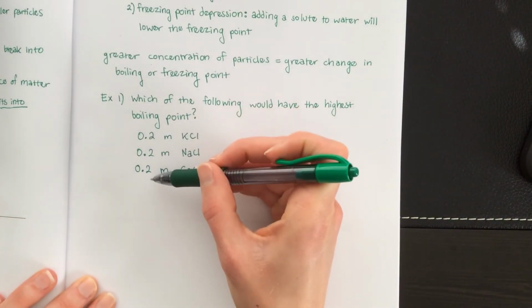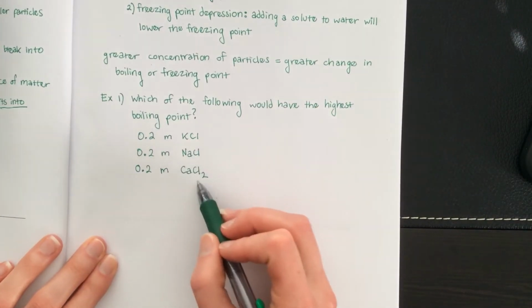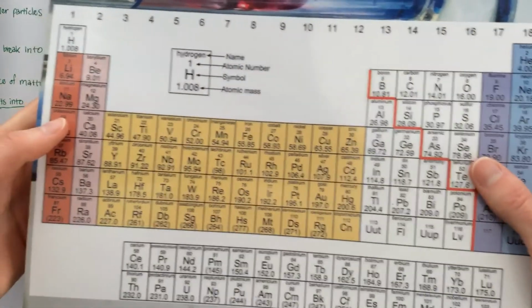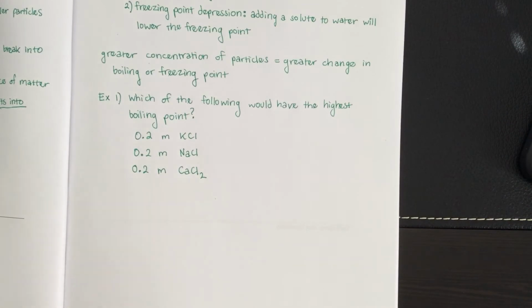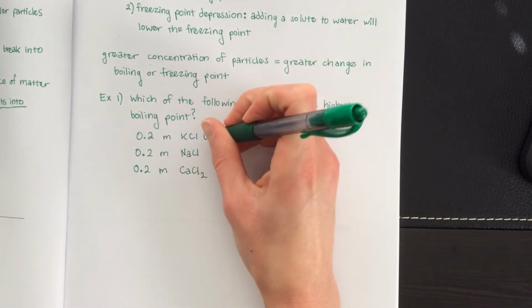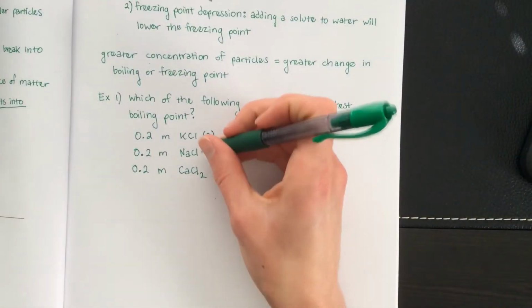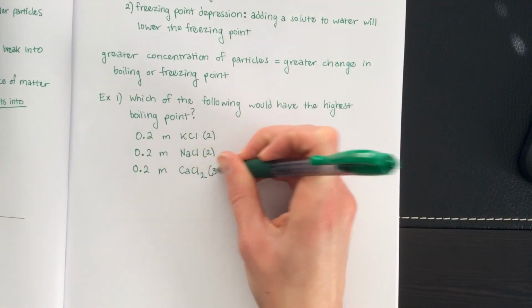You might at first look at these numbers and say, oh, these are all the same, they're going to have the same boiling points, but you have to look at how many particles these split into. So let's write down how many particles these split into. First of all, we need to check whether they're ionic or covalent. KCl is made of a metal and a non-metal, so it's ionic, and it'll split into two. NaCl is also made of a metal and a non-metal, so it's going to split into two particles. CaCl2 is also made of a metal and a non-metal, and it's going to split into three particles.